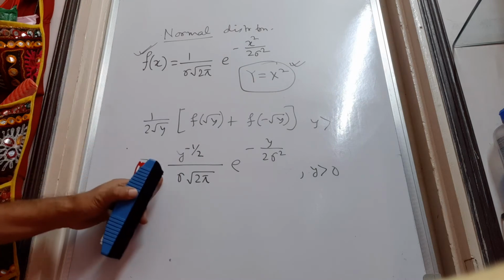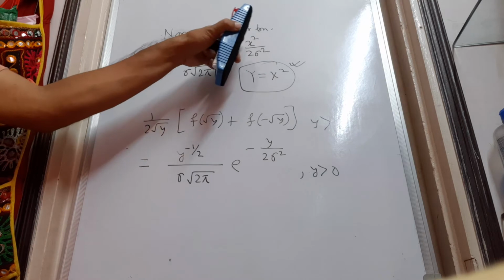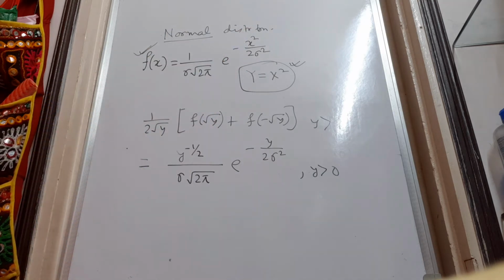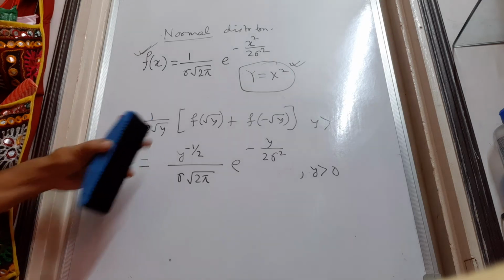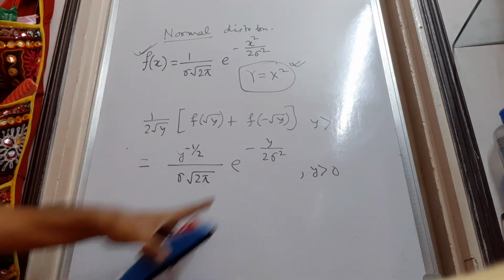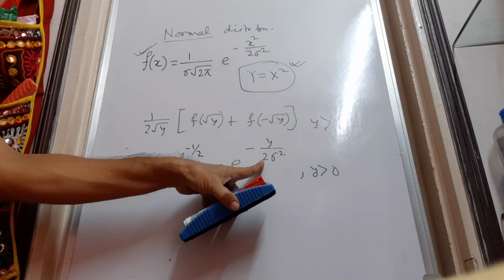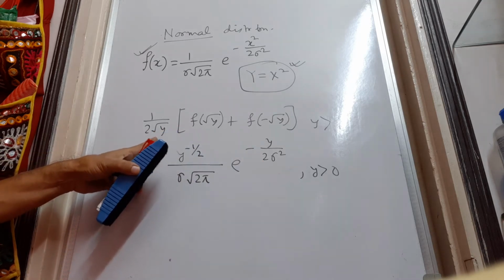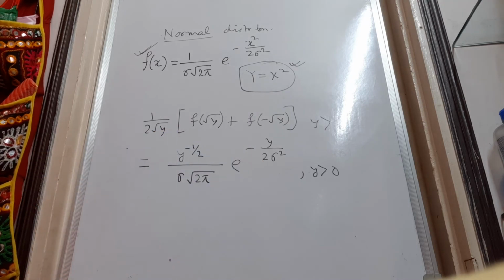Why is this so? Because when you put root y in place of x square, as well as minus root y in place of x square, in both cases we get the same term, e to the power minus y by 2 sigma square, and here we have 1 by 2 root y. These two cancel out when you add them up, and we have only e to the power minus y by 2 sigma square, and this root y is written like this.